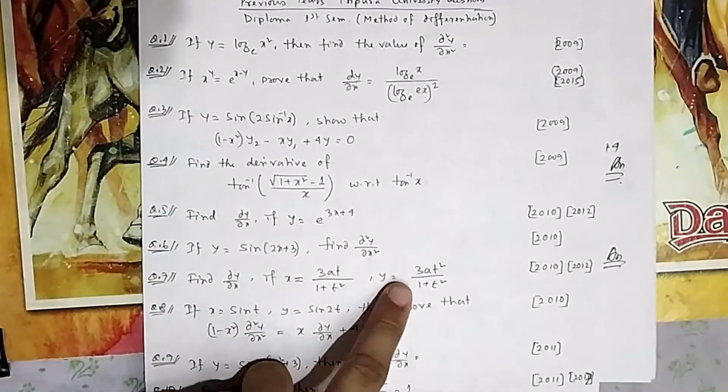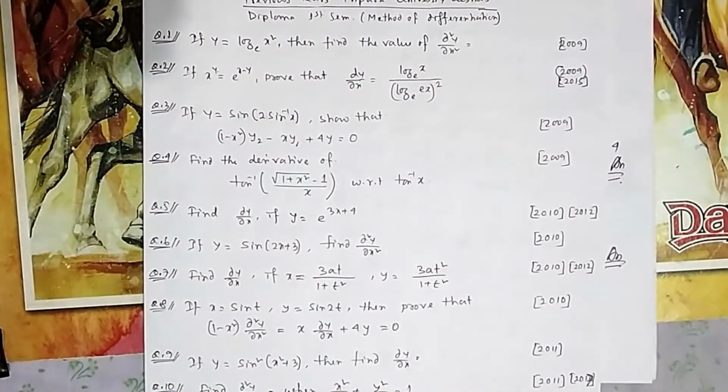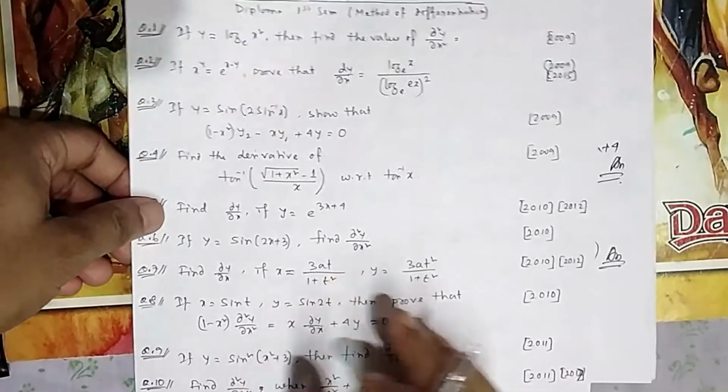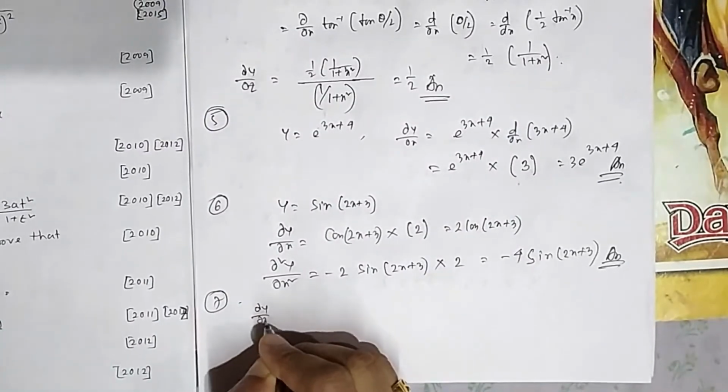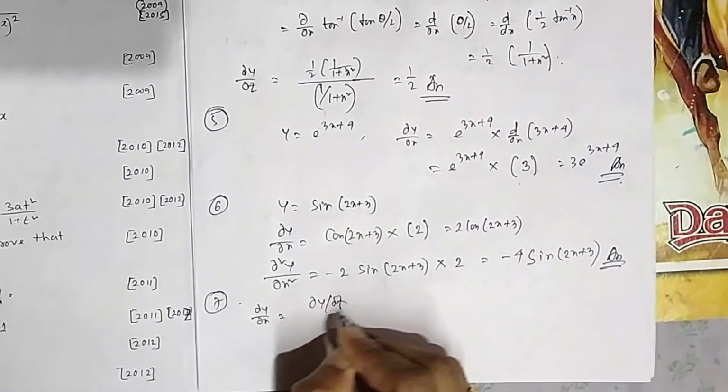Now if you come to question number 7, find dy/dx if x is equal to this, y is equal to this. So this is of parametric format. There is no direct relation between y and x. So if you want to find dy/dx, what was the format? dy/dt divided by dx/dt.